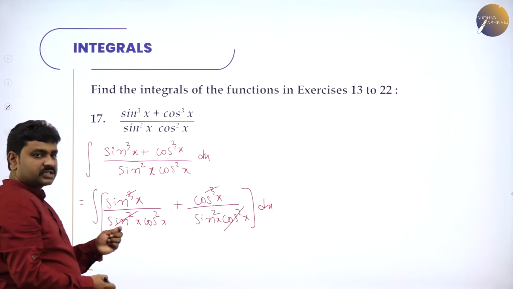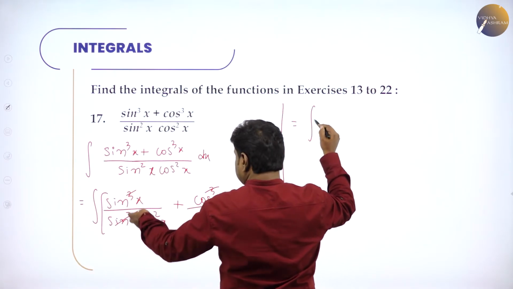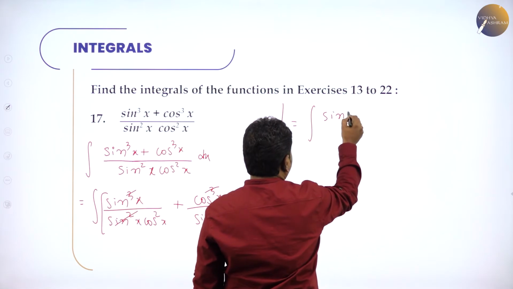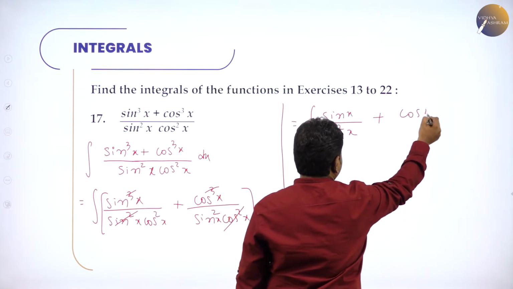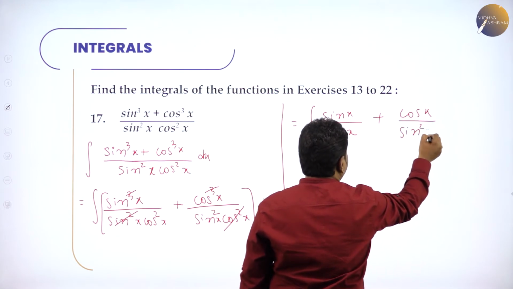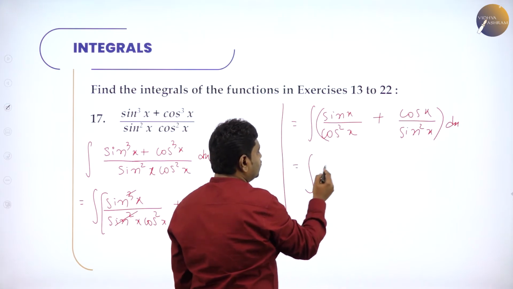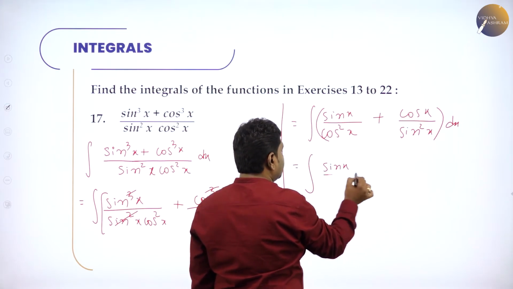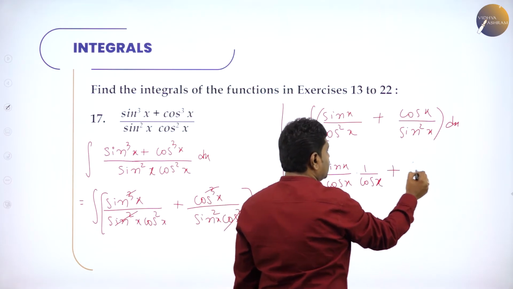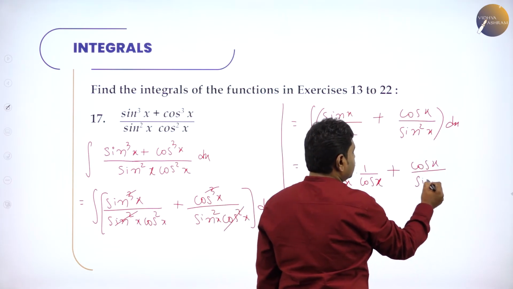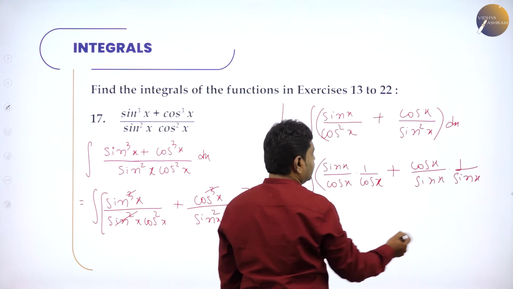Cos cube by cos square becomes cos. Now integrate this. So we are left with integration of sin x by cos square x plus cos x by sin square x. You know how to integrate this. Now both are integrable. We'll integrate them. So now I can write it as integration of sin x divided by cos x into 1 by cos x plus cos x divided by sin x into 1 by sin x. Now both I can integrate individually.